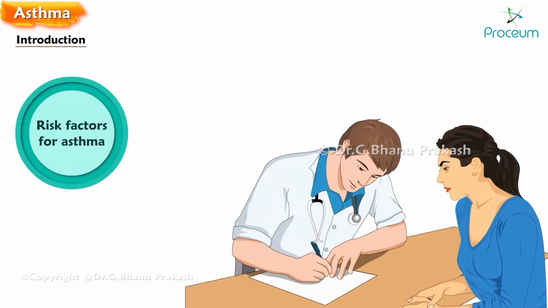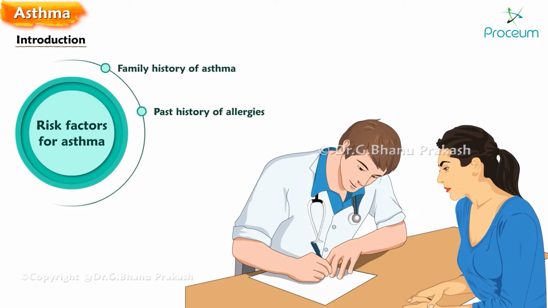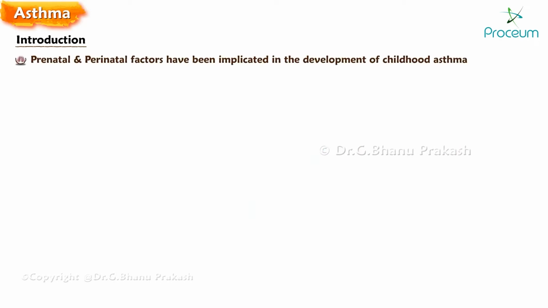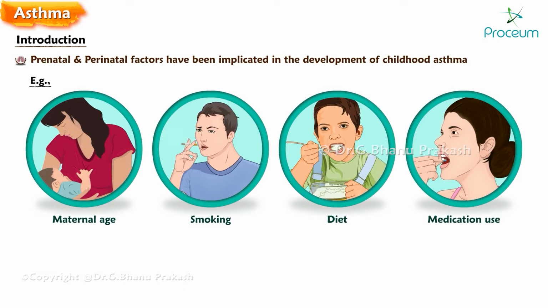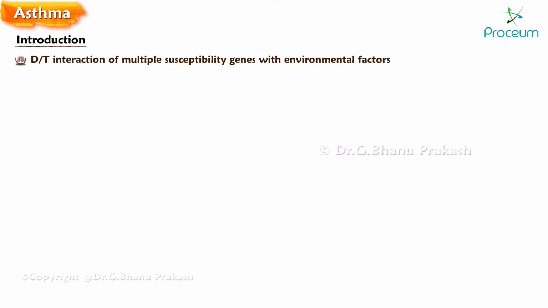Risk factors for asthma include family history of asthma, past history of allergies, atopic dermatitis, and low socioeconomic status. A number of prenatal and perinatal factors have been implicated in the development of childhood asthma. Example: maternal age, smoking, diet, and medication use. Asthma is due to interaction of multiple susceptibility genes with environmental factors.